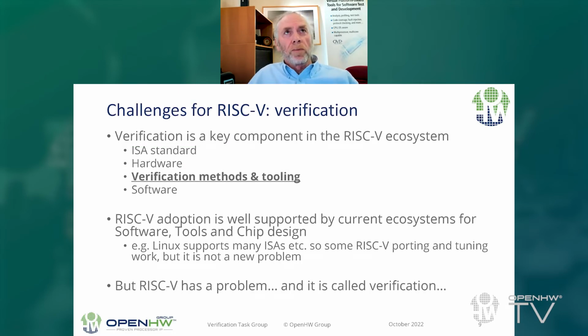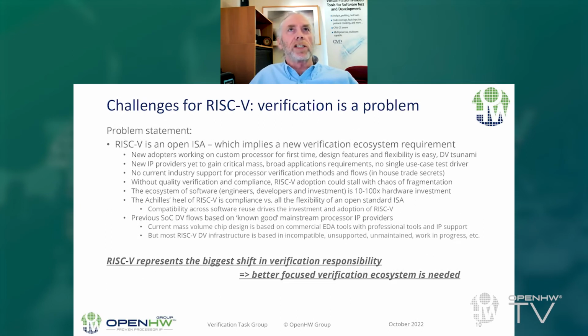important. So, in terms of the RISC-V ecosystem, there are sort of 4 areas. There's the ISA itself, obviously driven by RISC-V International. There's the hardware, or we're talking about open hardware here. There's the verification methods and tooling, and then there's the software. And actually, the existing ecosystems support RISC-V very well in terms of software, tools, and chip designs, and that sort of thing. But actually, the problem that RISC-V has that we see is the verification.